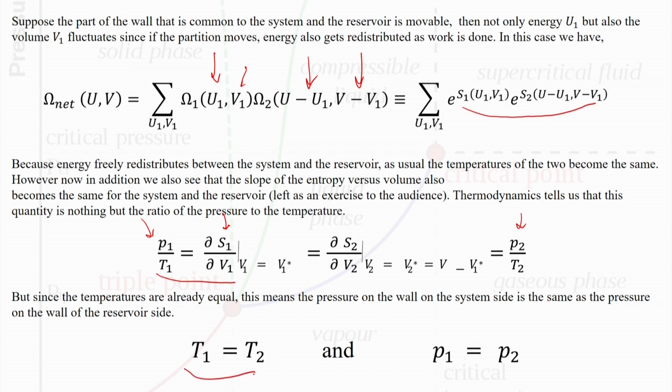So, because the temperatures were equal to begin with, that implies the pressures are also equal. So, in a situation where I allow both the volume and the internal energy to exchange, you see that there are two attributes of the system that become equal to the corresponding attributes of the reservoir, and those two attributes are pressure and temperature.